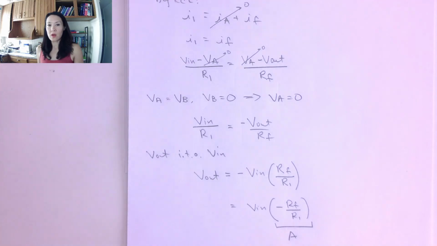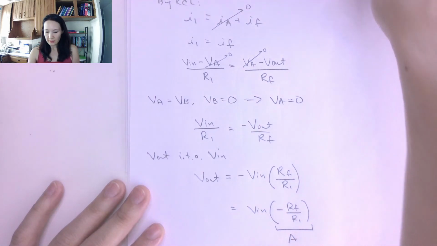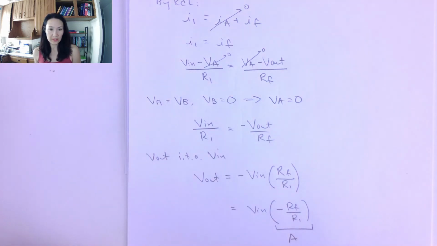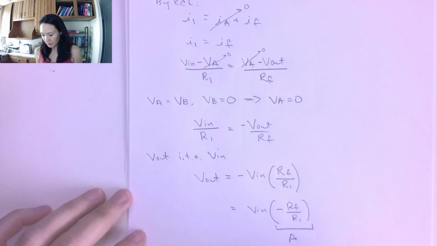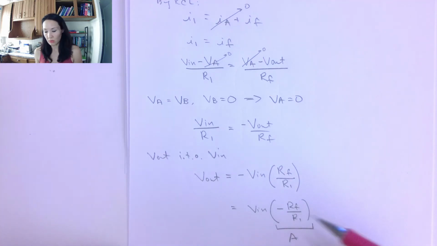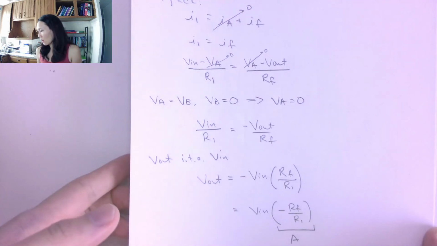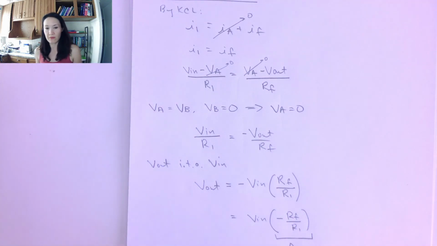So if you are asked to design a circuit that is going to invert your signal, or flip it upside down, and you want a particular gain, say like 3 or something like that, then you just need to pick RF and R1 such that the ratio between these two is equal to 3. So in the next video, I'll show you another example, a slightly more complicated example of an inverting amplifier. So let me know if you have any questions.